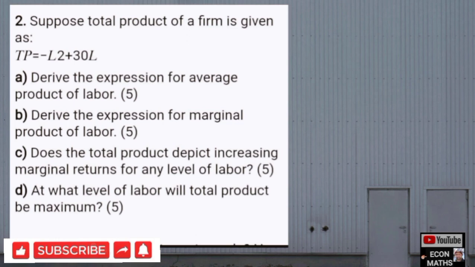Question is, suppose the total product of a firm is given by, that is TP is equal to L square minus L square plus 30L, where L is the number of labors. First part is derive the expression for average product of labor. Okay. First we have to derive the expression for the average product of labor. Our total product is given as, that is TP is equal to minus L square plus 30L.